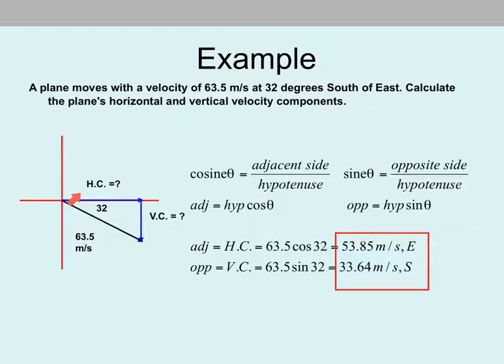So let's plug in our numbers. For the adjacent we're going to have 63.5 times the cosine of 32. We get 53.85 meters south, and that goes right here. Now to find our vertical component, we'll have 63.5 times the sine of 32, and we get 33.64 meters south. And that would be that component right there.